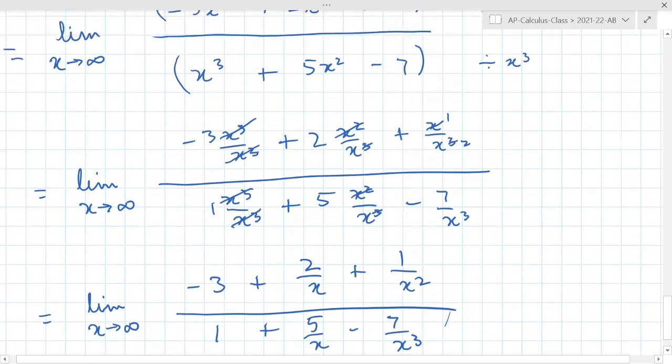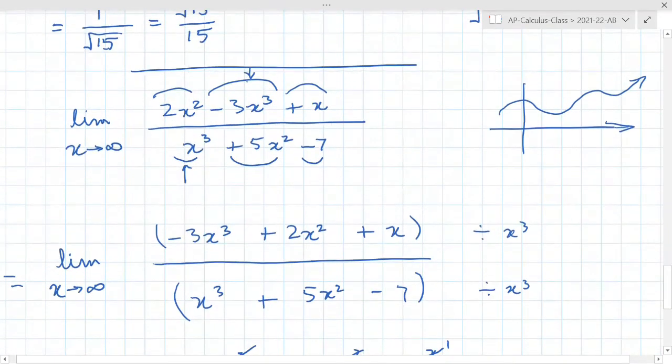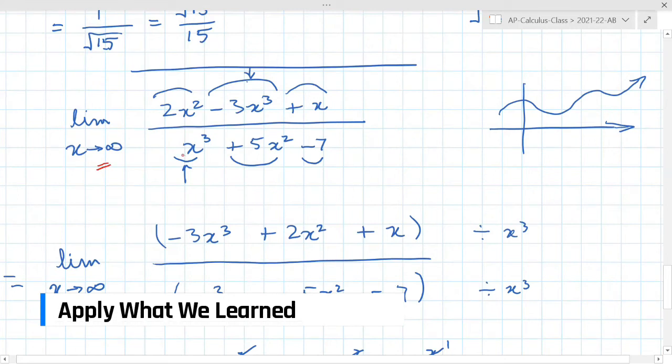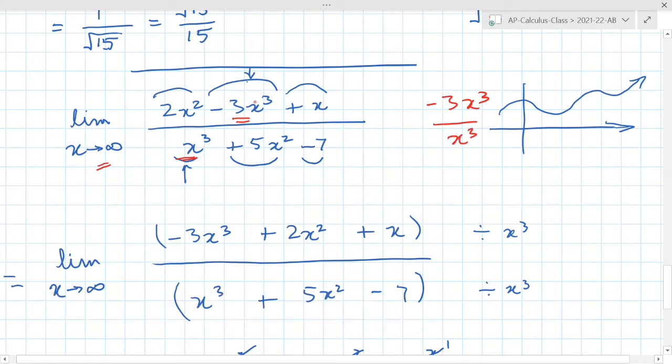So what we could have done with that knowledge, we could have straight away, when we look at this problem and we see, oh, x is going to infinity, so only this term will matter and that term will matter. So it is going to become negative 3x cubed over x cubed. These other terms will not matter. And this I can cancel. So the limit is negative 3. See how easy that is?